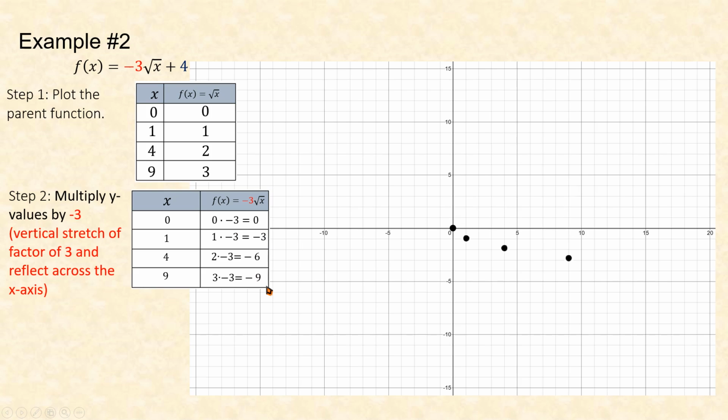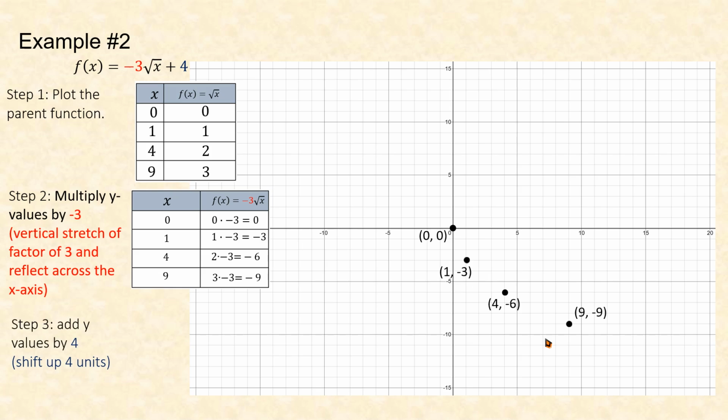So what it does is, see, it stretches it out, right? Earlier it was kind of flat like this. Now it curves more and it goes under instead of going above. Okay, so a reflection and a stretch. And then the next step would be add 4 to all the y values.